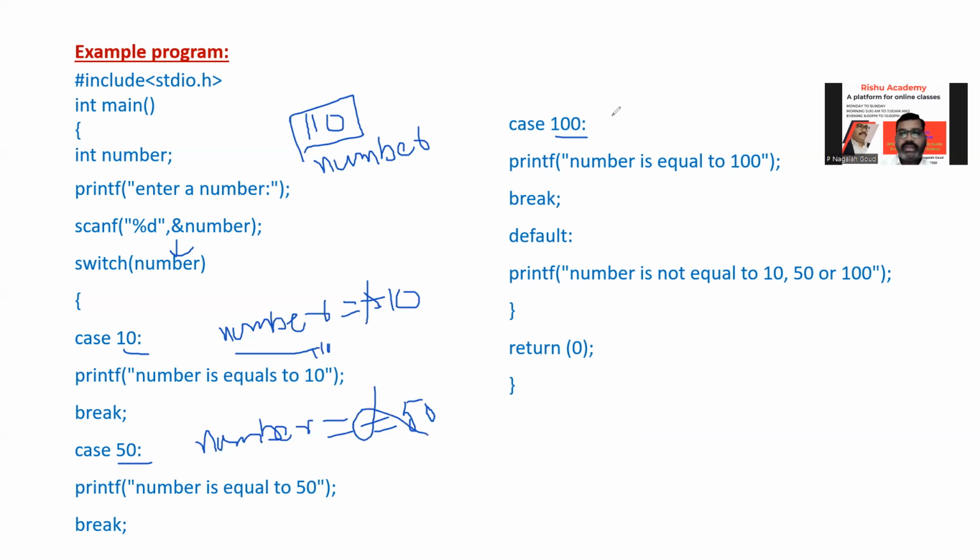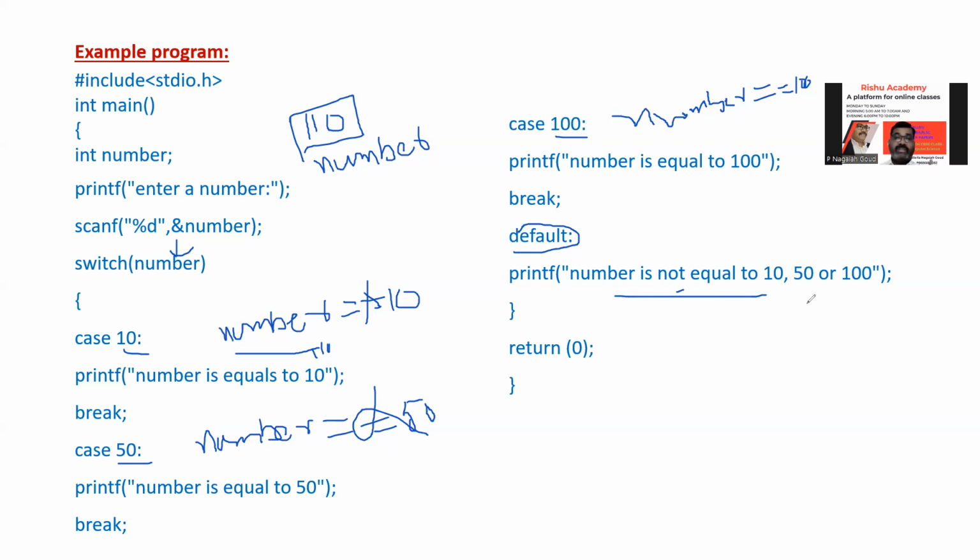Go to the next case. Again, number equal to 100. Again, this case is false, because the number has 110. So after all cases are over, there is no match. Then go to the default statement. What is the default statement here? Print number is not equal to 10, not equal to 50, not equal to 100. In the program, case 1 value is 10, case 2 value is 50, case 3 value is 100. You entered a number other than 10, 50 and 100.